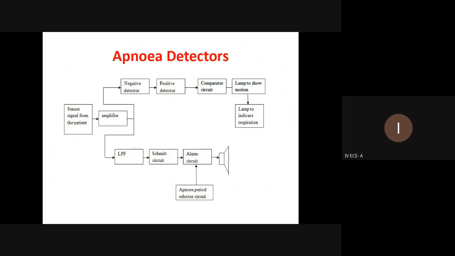Up to this point we have seen cardiac output measurements, respiratory measurements, blood flow meters, and biochemical substances like pH, PO2, and PCO2 measured through some techniques. Then we have to see blood pressure measurements, temperature measurements, and many other things.